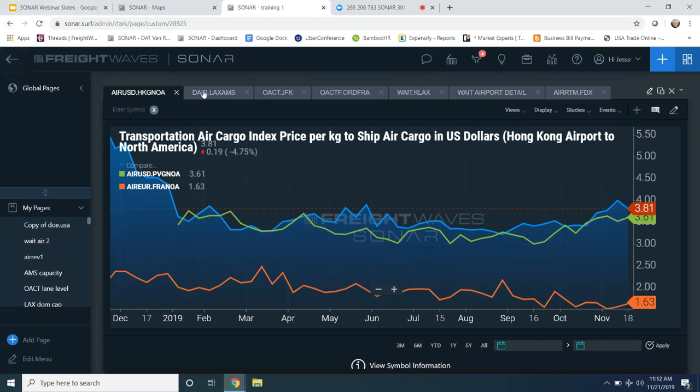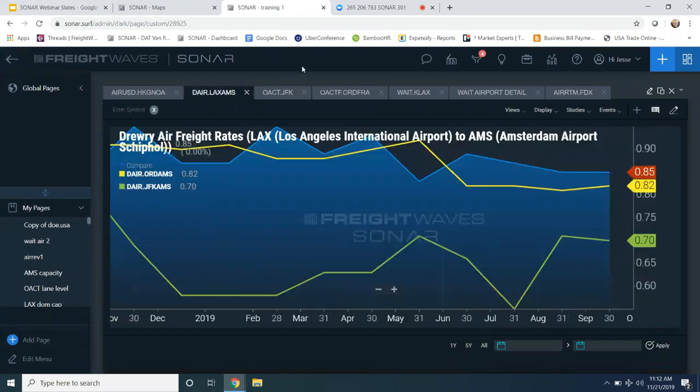So we have another index, which I alluded to earlier, which is our Drury Air Freight Rates Index. And what we've pulled up here are 3 US markets. Again, with Drury, we have about 65 markets globally. Now, Drury is a little bit different than what we saw just a few minutes ago with the TAC. It really reflects contract rates only. It doesn't necessarily reflect the spot market. It's a monthly index, so there's a bit of a lag.